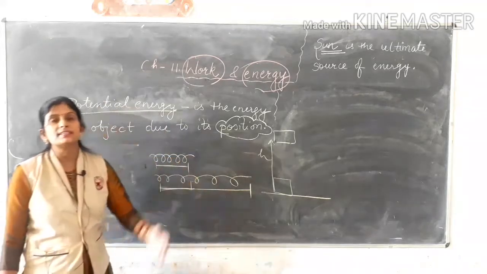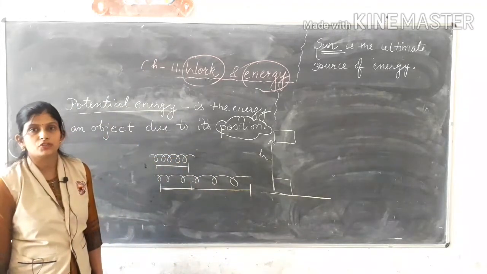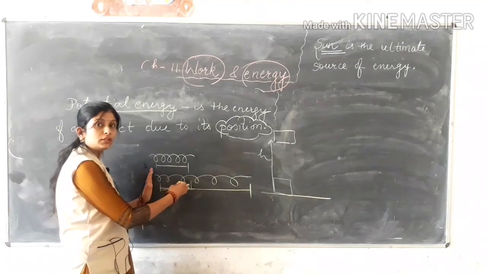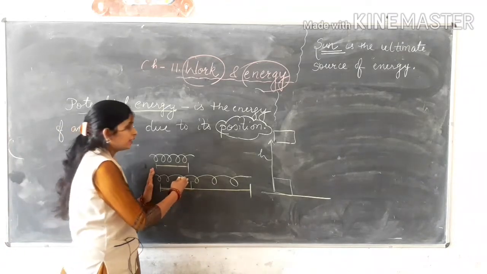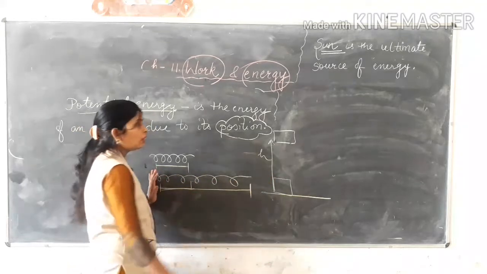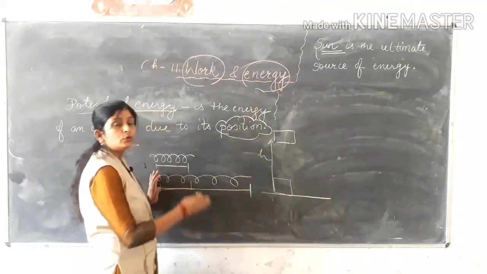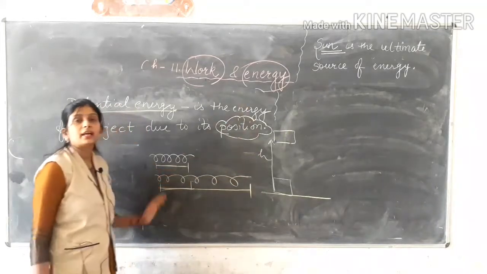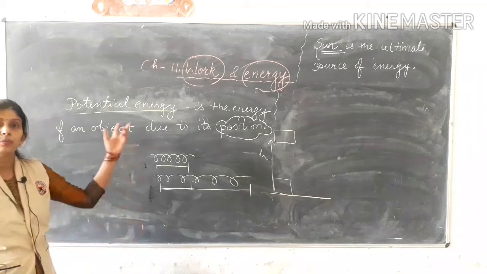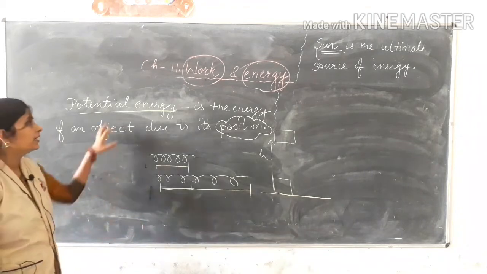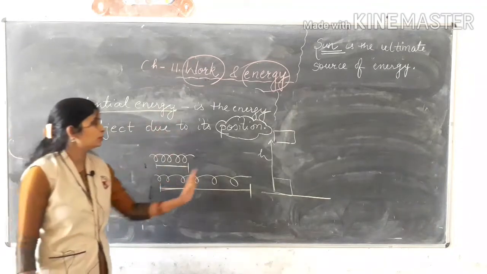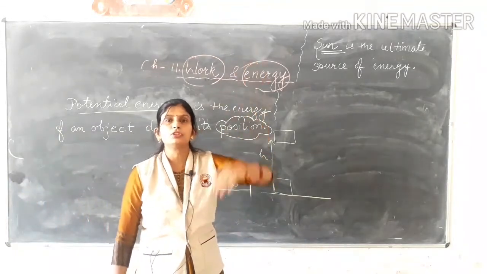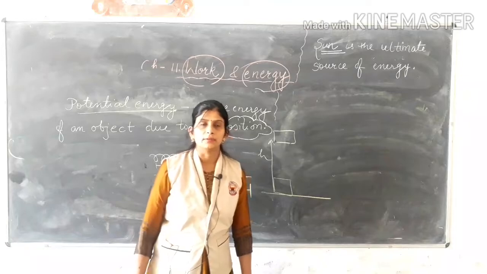So what do these examples say about potential energy? It says that if the position of an object increases horizontally or vertically, due to the increase in position, due to higher position, it acquires an energy called potential energy. That is why it is the energy of an object due to its position. More position, high position, more potential energy.